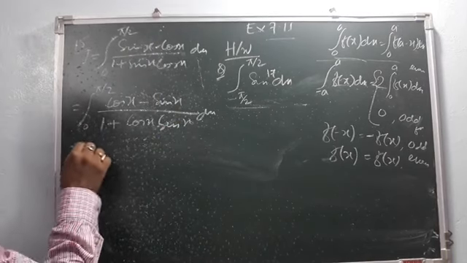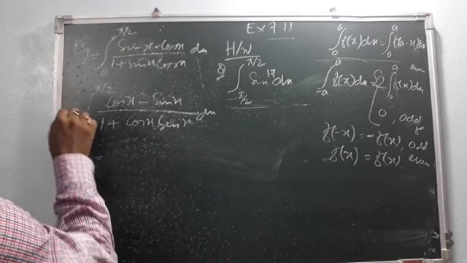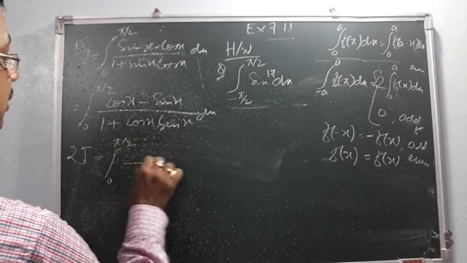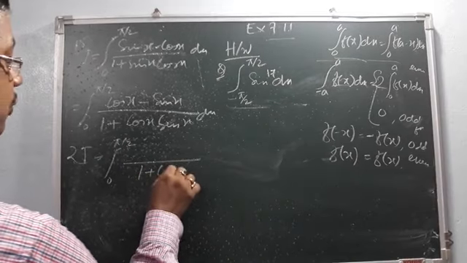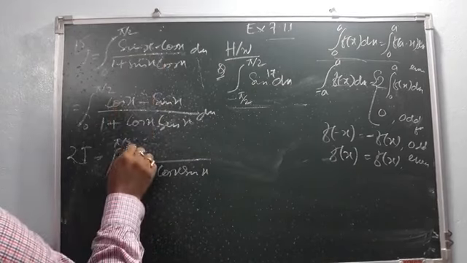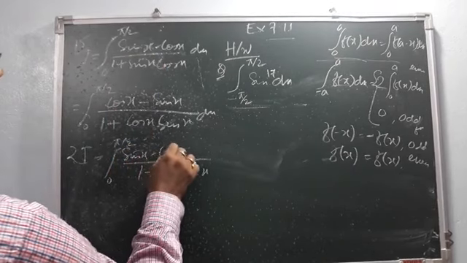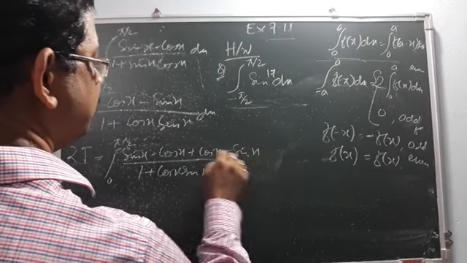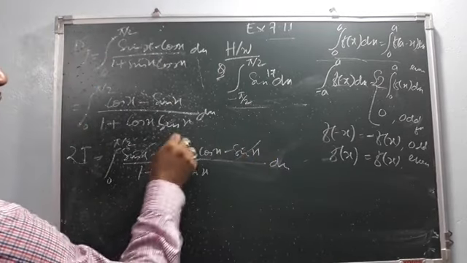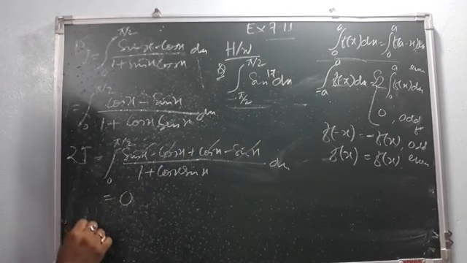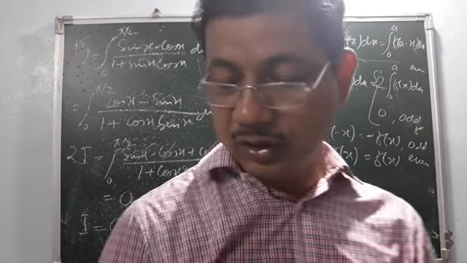Now if we add these two, 2I, this is also I, so integration from 0 to 90, and here the denominator is the same, 1 plus cos x sin x. If we add the numerators, sin x minus cos x plus cos x minus sin x, now we can cancel everything, and it is actually 0. So our integration I is 0. So this is the value of this integration.